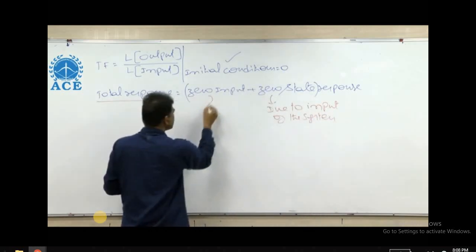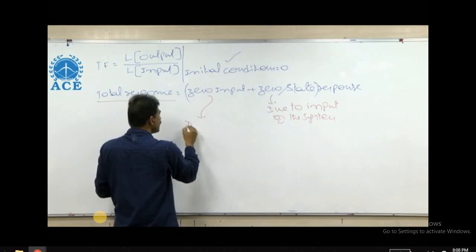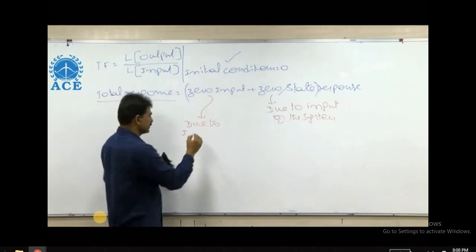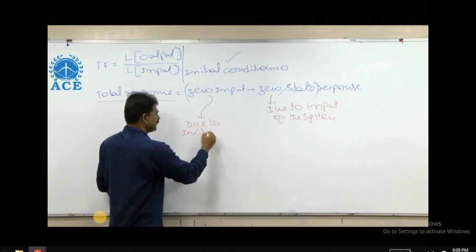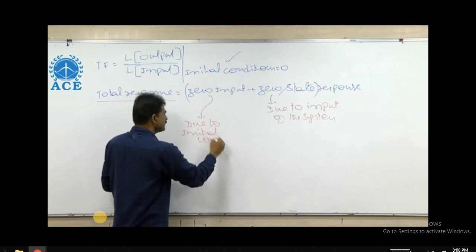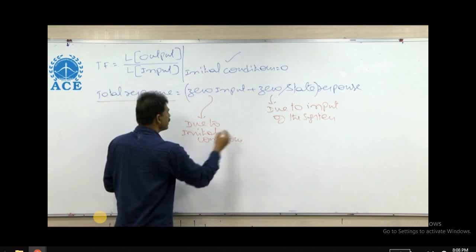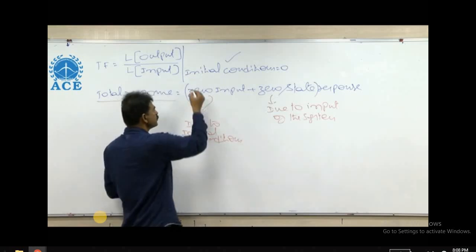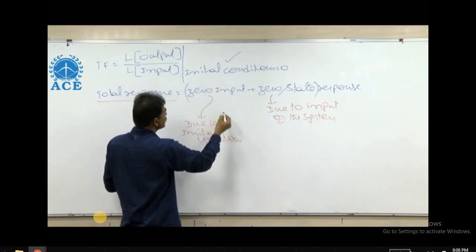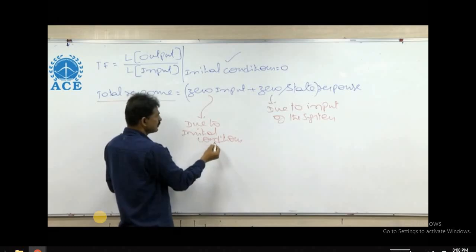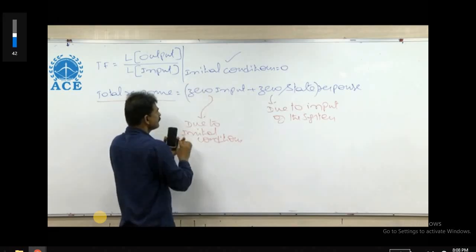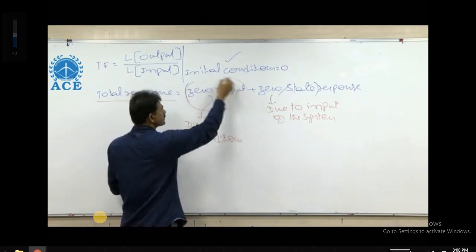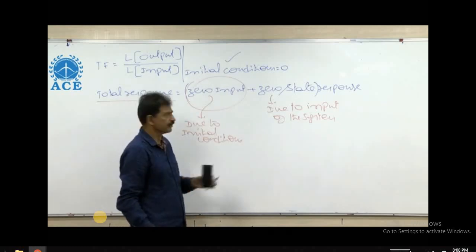And the zero input response is due to initial conditions. That means transfer function will not give the response due to initial conditions, zero input. So due to initial conditions, the zero input response can't be obtained using the transfer function.